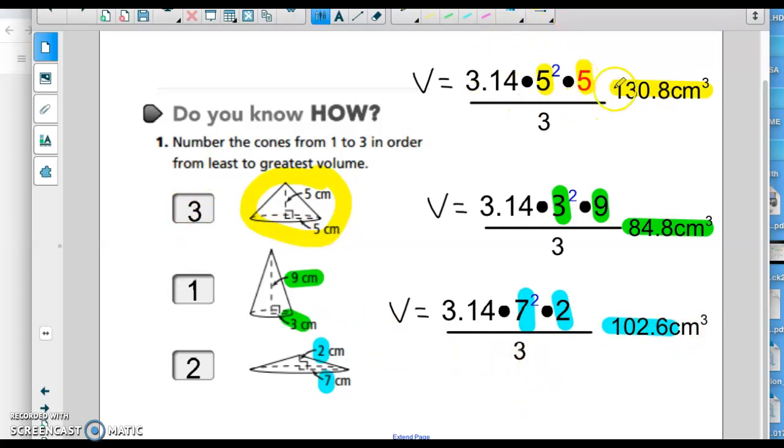Since my first one had the largest volume, it got the number 3. My second one, which kind of fooled me, had the smallest volume. I would have thought that this last one did, but it was this one. And then the third one here had the middle volume. So this should have gone 3, 1, 2.